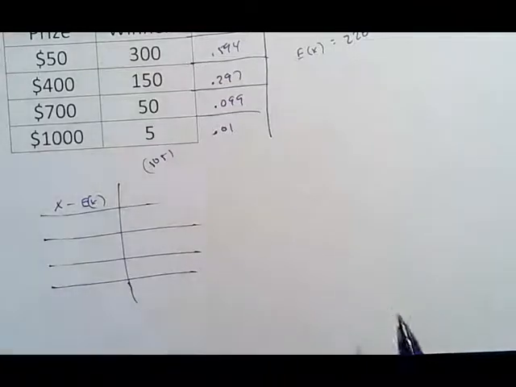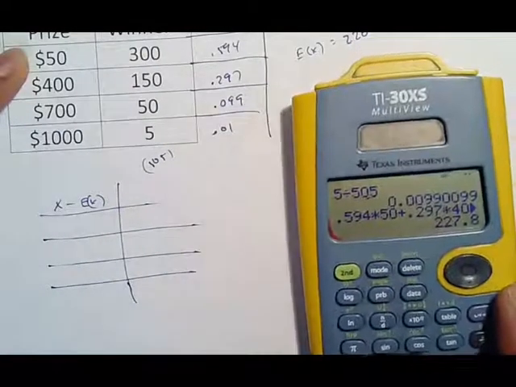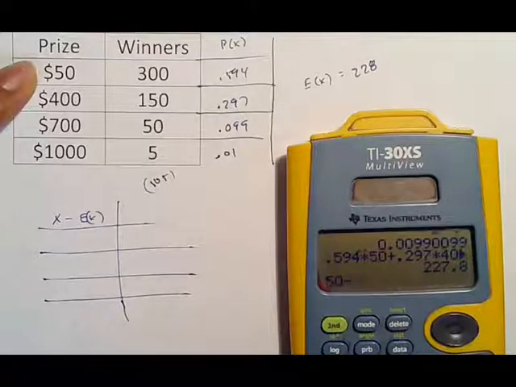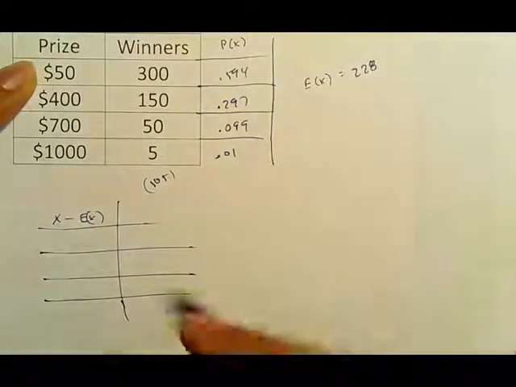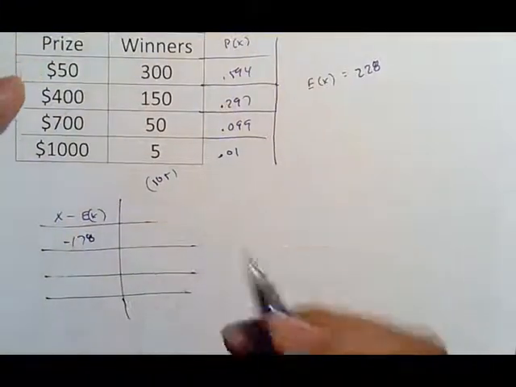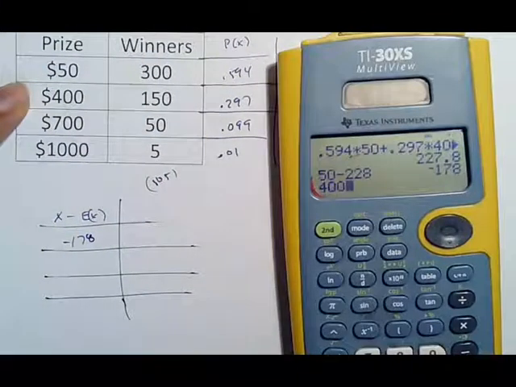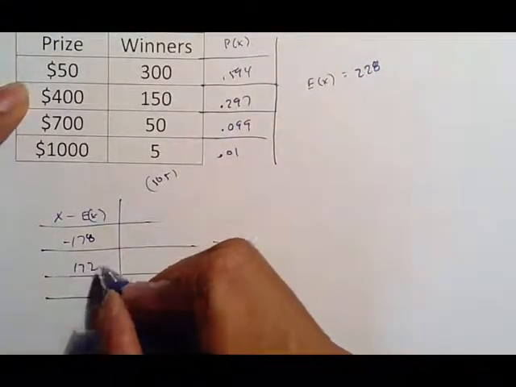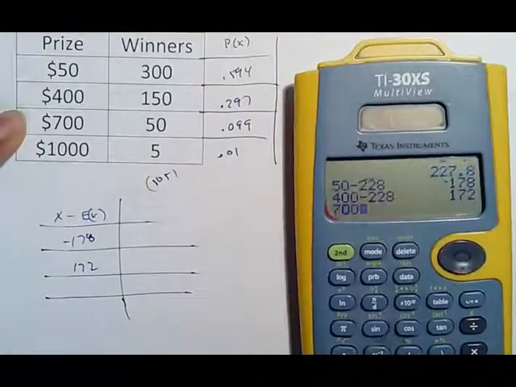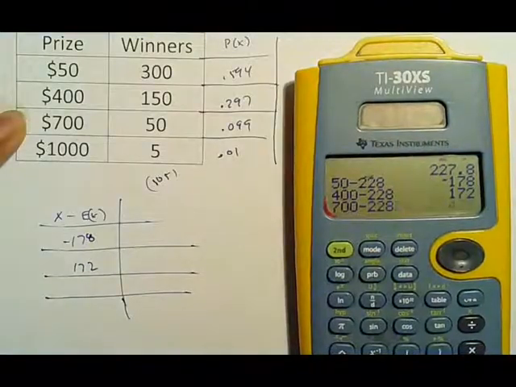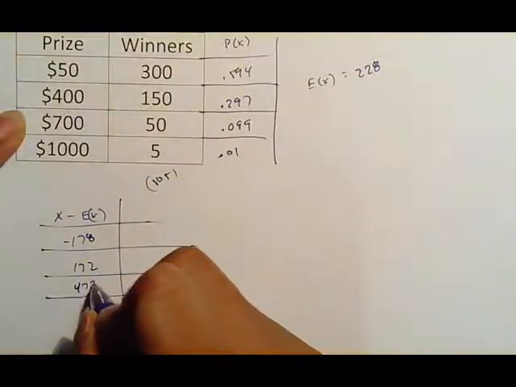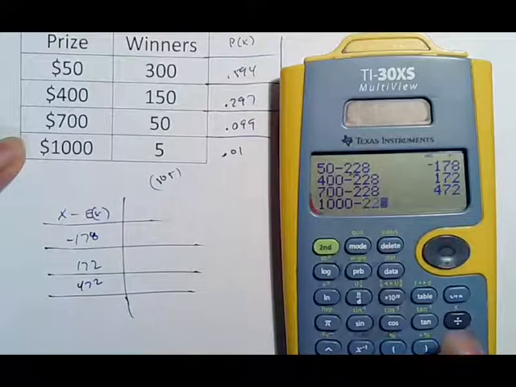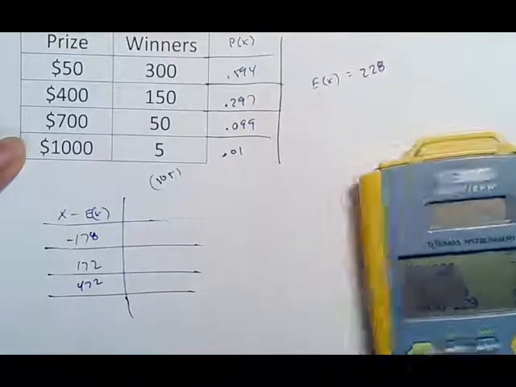And so I would just do, and you don't need to write everything in there, but that's your expected value. So 50 minus 228, which is negative 178. 400 minus 228, which is 172. 700 minus 228, which is 472. And 1000 minus 228, which is 772.